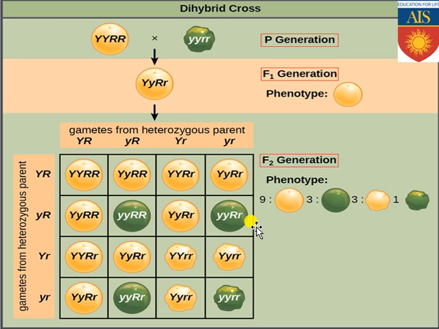9 is broken into 1, 2, 2, 4. 3 will be broken into 1, 2. This 3 will be broken into 1, 2, and this one is 1 only. So this is overall the phenotypic and genotypic ratio commonly found in case of dihybrid cross. Is it clear, students? I think the monohybrid and dihybrid phenotypic ratio, genotypic ratio, as well as the entire mechanism of the cross is very clear to everyone.